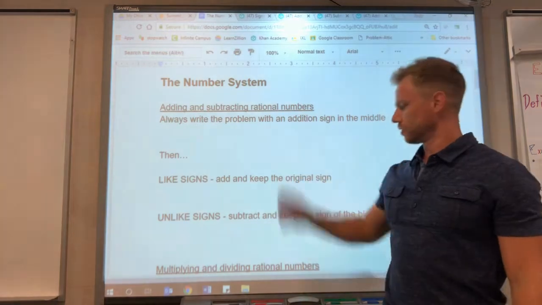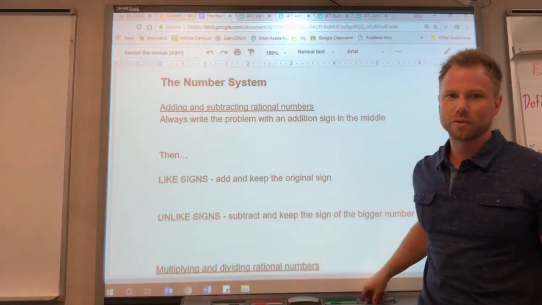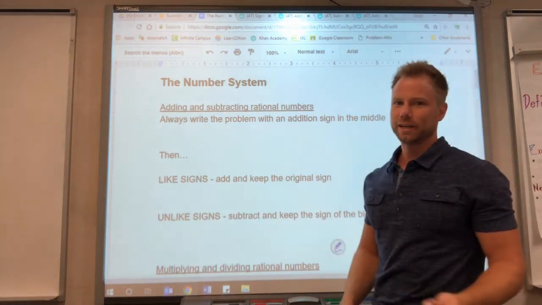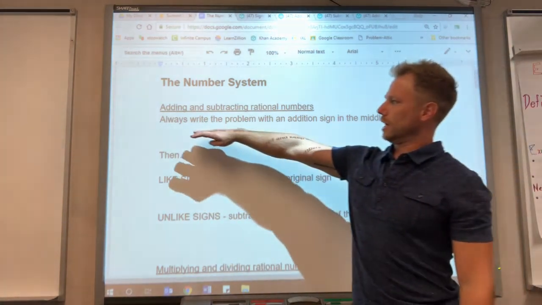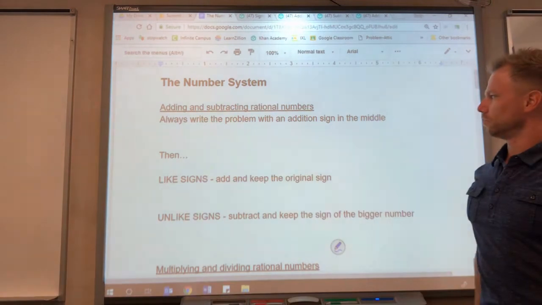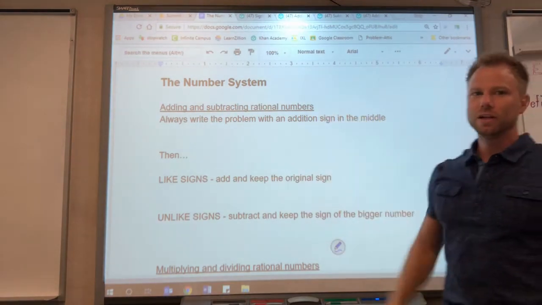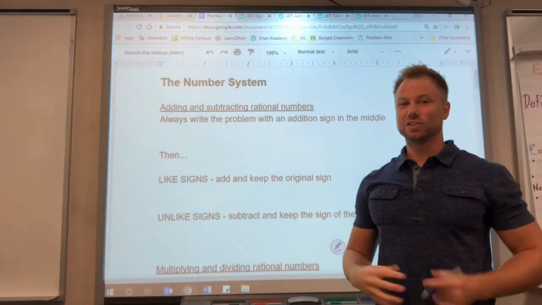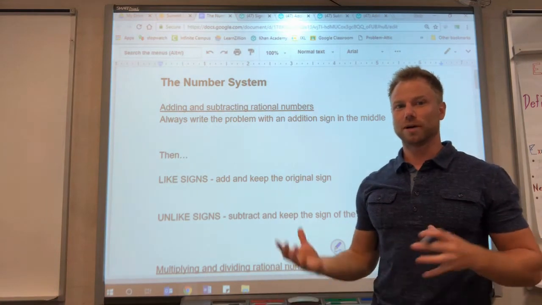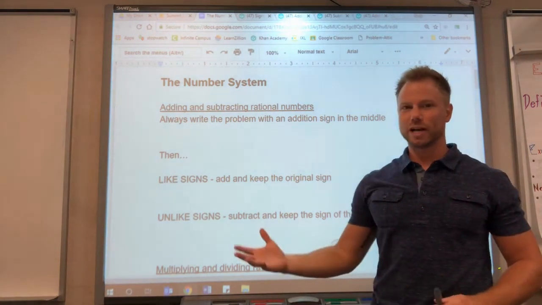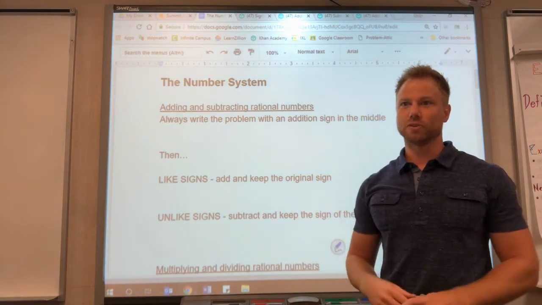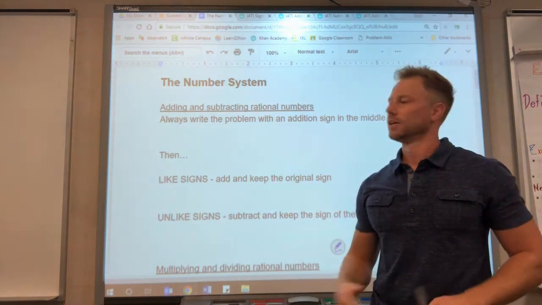Working through adding and subtracting rational numbers, there's a couple things that we need to keep in mind and a couple rules that we need to remember. First thing, I always like to write the problem with an addition sign in the middle, because that makes it easier to see if the numbers are actually positive or negative. Otherwise, sometimes we think, well, they're subtracting, so the number is positive, when actually the number is negative.